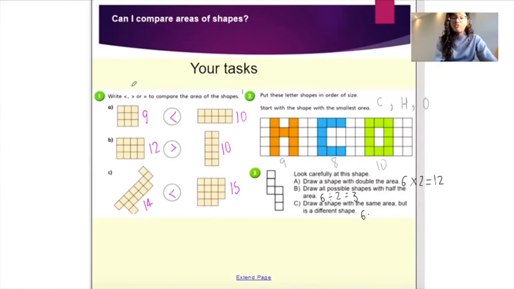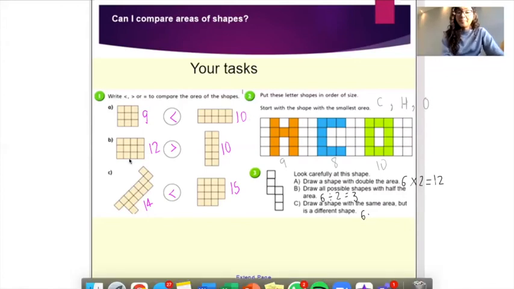Question 1, write less than, greater than, or equal to compare the area of the shapes. Part A, this shape is less than this shape, because this has an area of 9 and this has an area of 10. Part B, this shape is greater than this shape, because it has an area of 12, whereas this has an area of 10. Part C, this shape is less than this shape, because this one has an area of 14 and this has an area of 15.